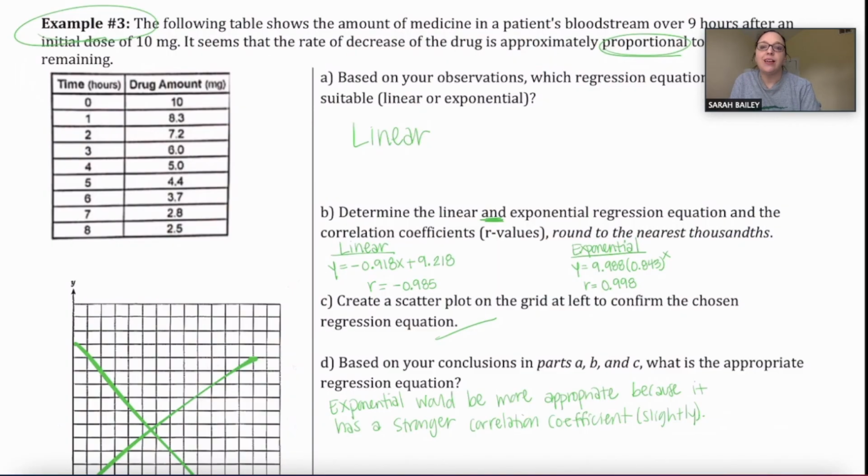Hey everybody, let's go back and go over example 3. For example 3, the key phrase in the description says it seems the rate of decrease is approximately proportional to the amount of the drug remaining. Proportional generally indicates linear. So based on that information, and making a scatter plot on my Desmos, it looked like linear would be the best fit.